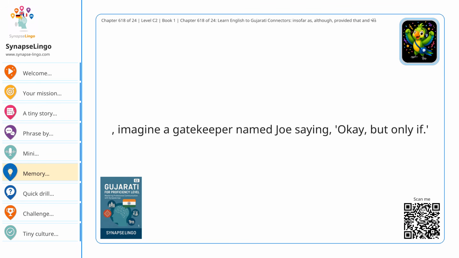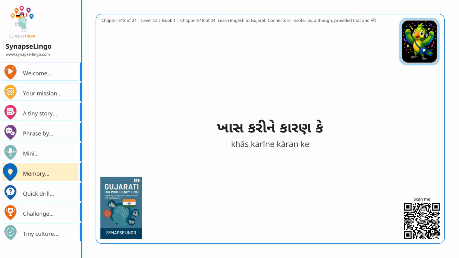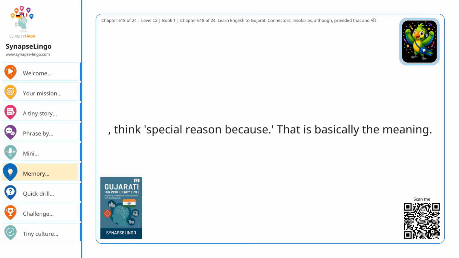જો કે: imagine a gatekeeper named Joe saying, okay, but only if. Remember, it sounds like joke, but it means although. The word may sound funny, but the grammar is serious. ખાસ કરીને કારણ કે: think special reason because. That is basically the meaning.